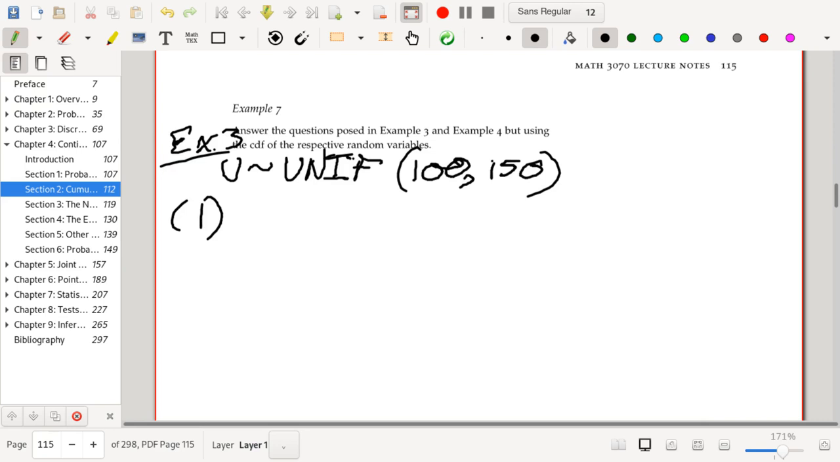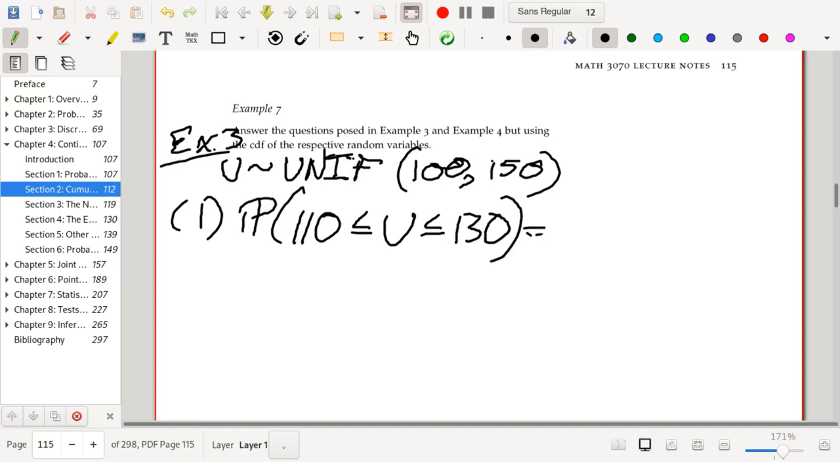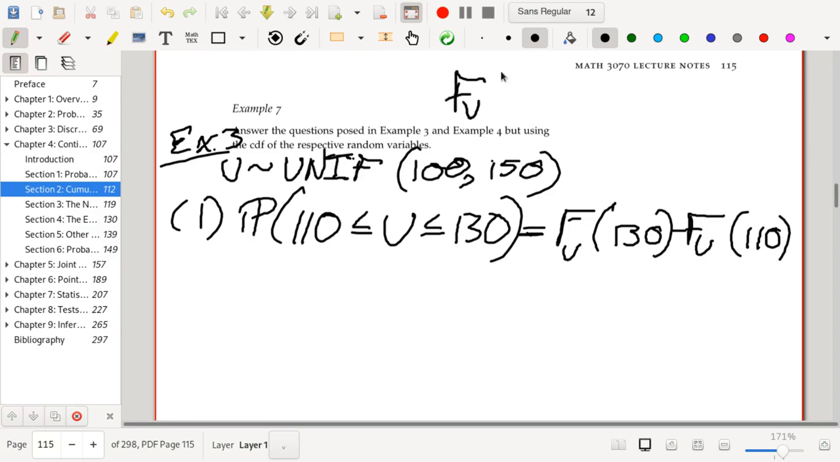Part 1 was to compute the probability that 110 is less than or equal to U, which is less than or equal to 130. We can use CDFs to compute this probability. It is the CDF of U at 130 minus the CDF of U at 110. Now we need the CDF of U. I'm not going to worry about the parts where it's 0 or 1 because we can pretty much guess what that is. We're going to instead worry about the region where it's actually changing. So F_U of little u is equal to little u minus 100 over 150 minus 100, which is 50.